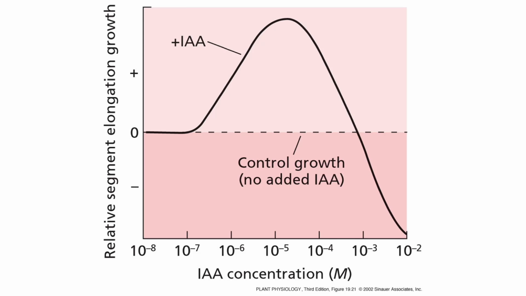Above 10 to the minus 4 molar, or 100 micromolar, it becomes inhibitory, as shown by the fact that the curve falls below the dashed line, which represents growth in the absence of added IAA. As I mentioned earlier, this is due to auxin inducing ethylene biosynthesis, a growth inhibitory hormone.